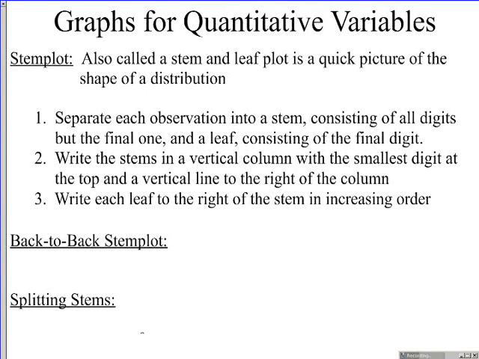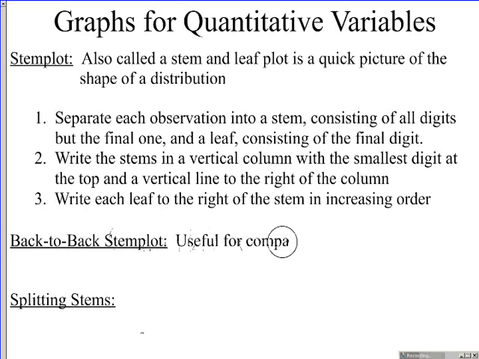To construct a stem plot, number one, you're going to separate each observation into a stem consisting of all the digits but the final one, and a leaf consisting of the final digit. Write the stems in a vertical column with the smallest digit at the top and a vertical line to the right of the column. Last step, write each leaf to the right of the stem in increasing order. And we'll look at the construction of a stem plot here later on.